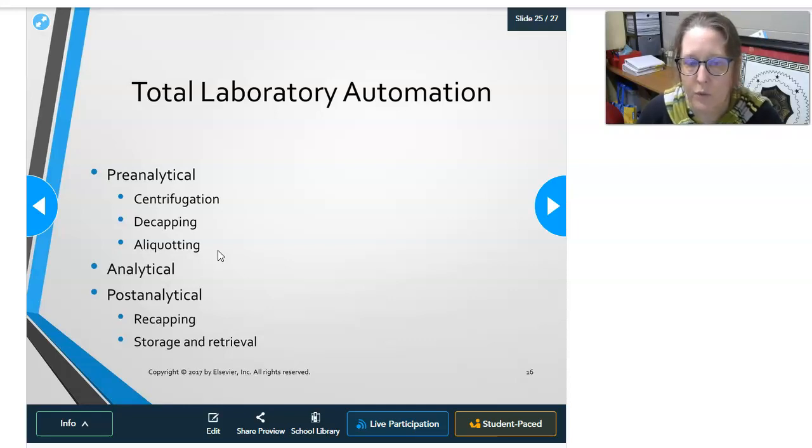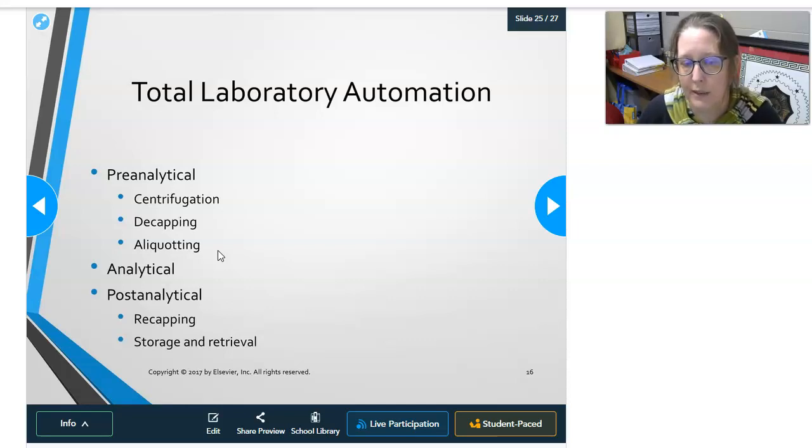And that's aliquoting. And of course, the analytical portion has already been widely automated. And then after that, all of these samples that are on that analyzer, if you don't have total lab automation, usually the tech has to remove them from the analyzers, recap, and then store them. The post-analytical part can be automated, so they can be automatically unloaded from the analyzer, recapped by the total lab automation system, and then stored. And this is the advantage here with total lab automation.